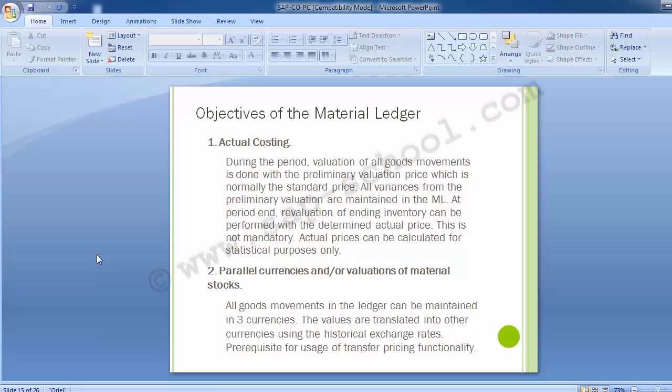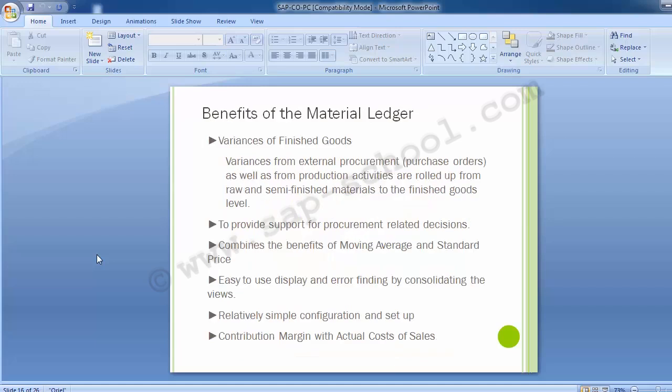The other objective is parallel currencies and valuation of material stocks. All goods movements in the ledger can be maintained in three different currencies. The values are translated into other currencies using historical exchange rates. It is a prerequisite for the use of transfer pricing functionality, that is, to maintain the historical exchange rate.